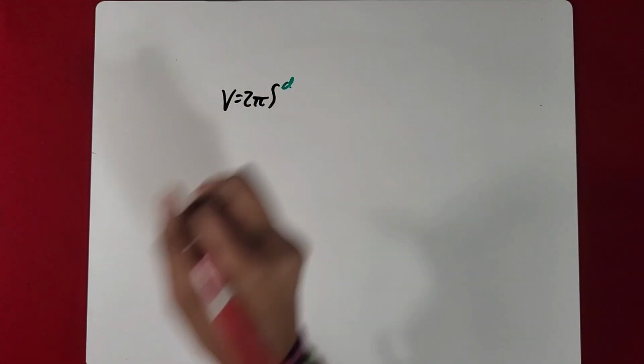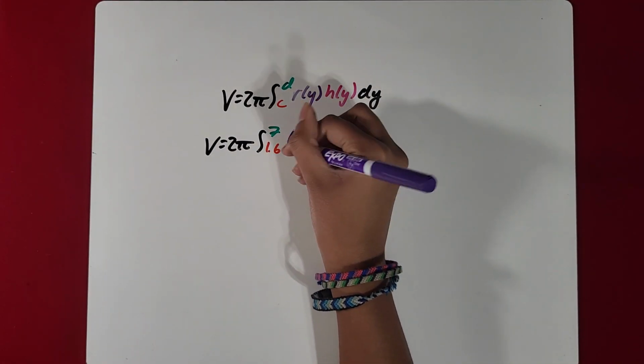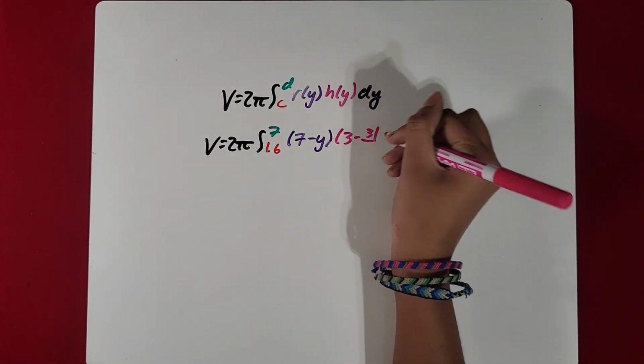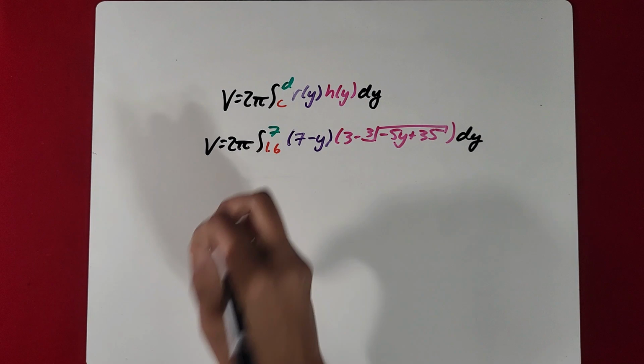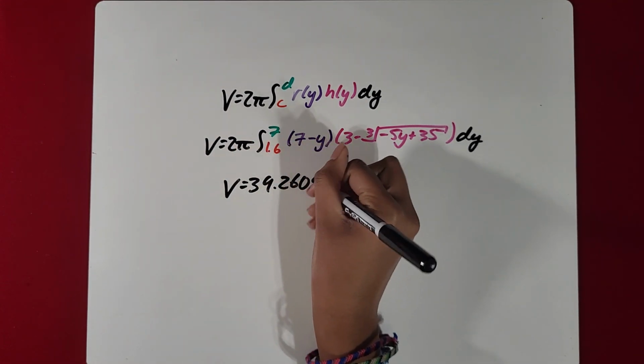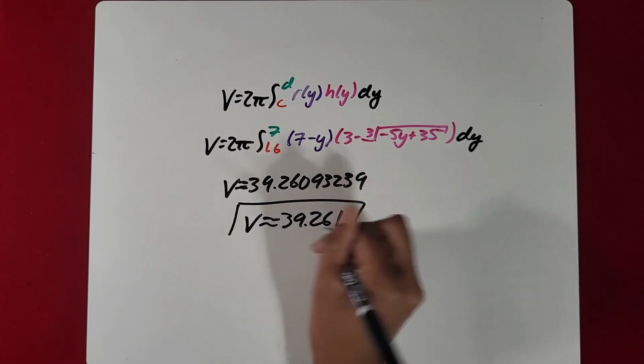Now let's set up our equation using the y-axis shell method formula. We can substitute bound d with 7 and bound c with 1.6. R of y can be substituted with 7 minus y, and h of y can be substituted with 3 minus the cube root of negative 5y plus 35. After taking the integral and evaluating the bounds, we will get a final answer of 39.261.